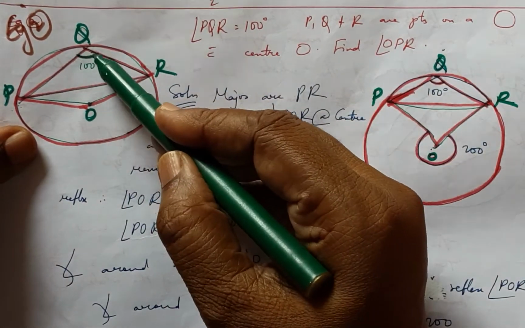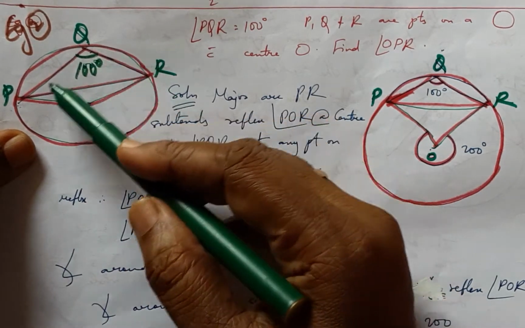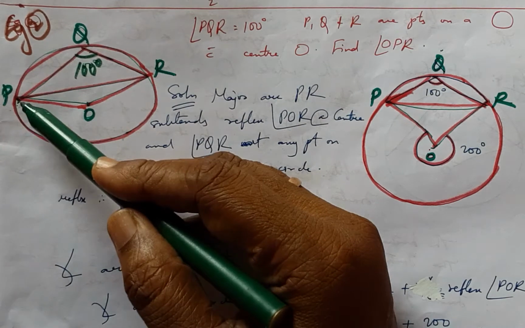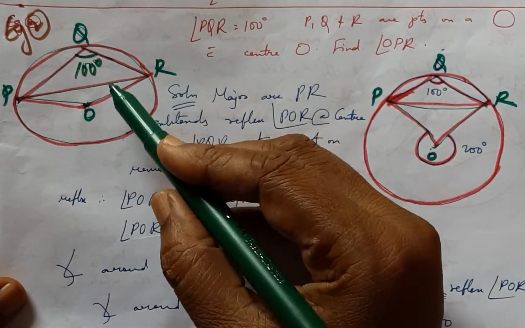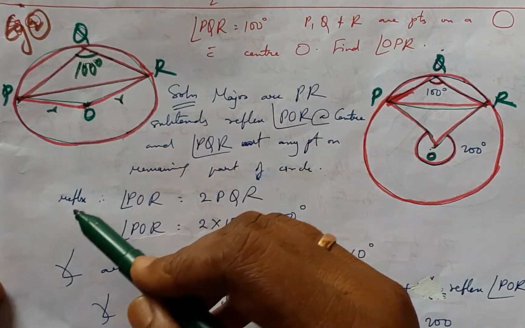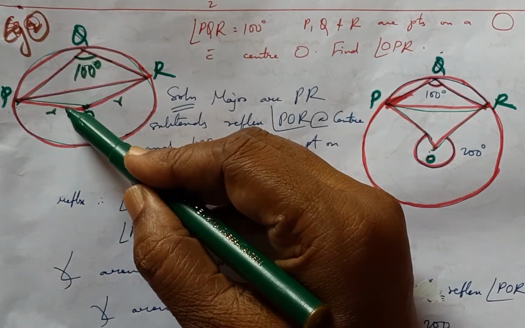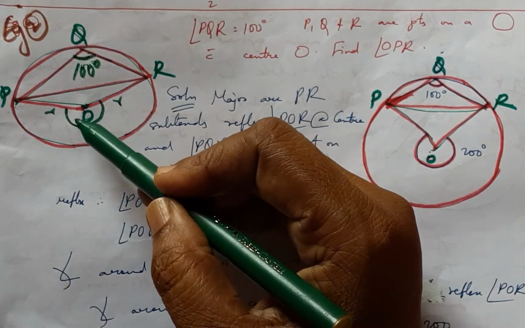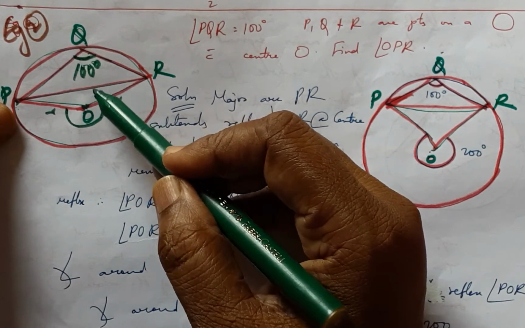PQR has been given as 100 degrees, and P, Q and R are points on the circle, which means that any line joining these to the center would be the radius of the circle. So OP and OR are the radii of the circle. Now this angle is the major arc angle and this is the minor arc angle. Therefore this will be exactly half of this.